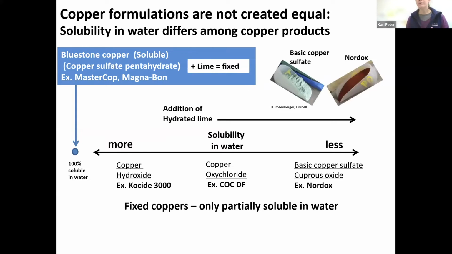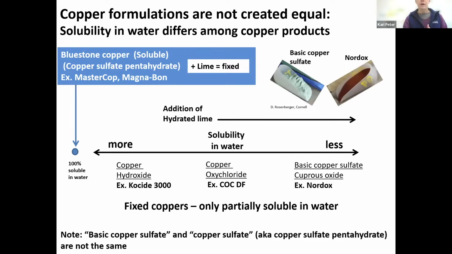Now, not all coppers are blue. We automatically think that copper is blue. Well, there are actually different colored coppers out there. And Nordox is actually rusty colored. So this is a type of fixed copper that is not blue. It's actually rusty colored. And the other thing to know is that there are lots of copper names out there.